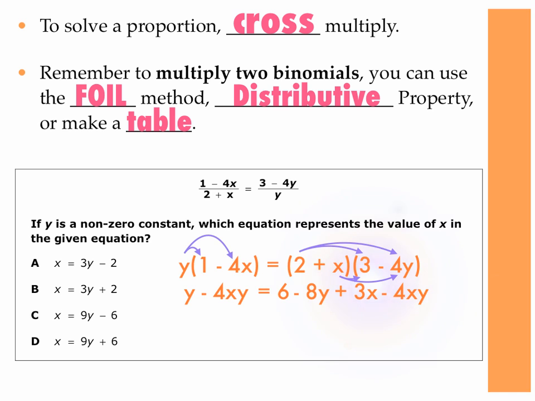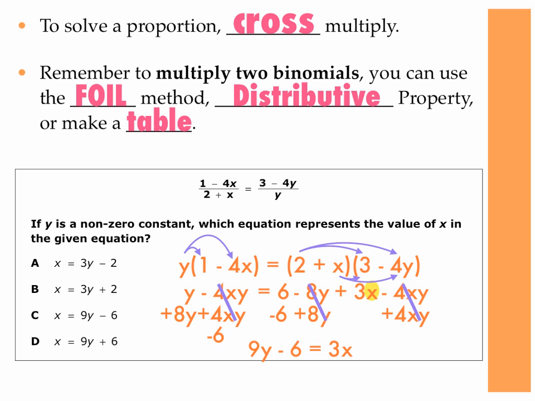Now my goal is to solve for x. In order to solve for x, I need to get all of the other terms and constants on the other side. The first thing that I'm going to do is add 4xy to both sides. This is nice because they cancel out not only on the right side of my equation, but also on the left side. I have negative 4xy plus a positive 4xy, which cancels them out. I'm also going to add 8y to both sides, and then subtract 6. When I do that and I combine all of my like terms, I'm going to end up with 9y minus 6 equals 3x.